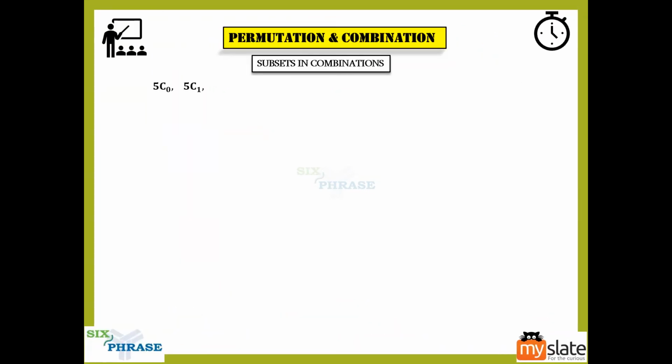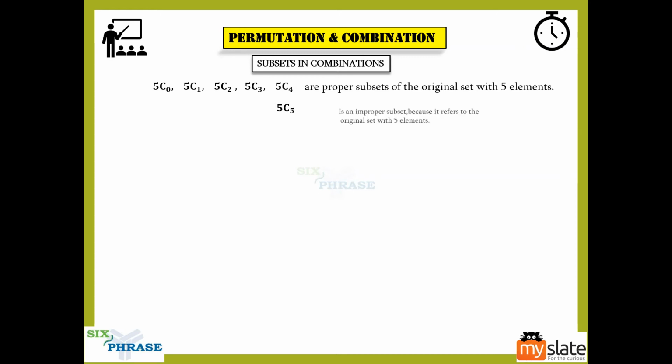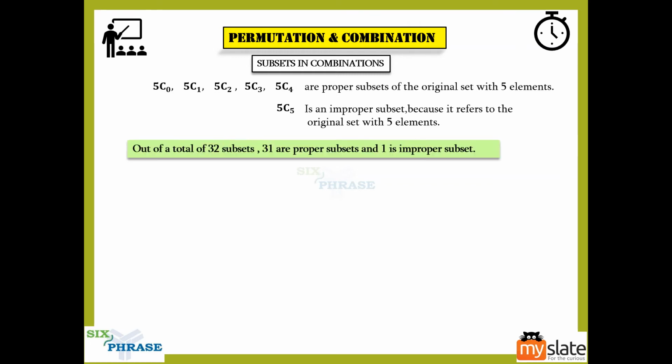So here 5C0, 5C1, 5C2, 5C3 and 5C4 are proper subsets of the original set with 5 elements, and 5C5 is an improper subset because it refers to the original set with 5 elements. Yes, so it is not like a subset. A subset usually is something that is less than the original set. Okay, now out of 32 subsets, 31 are proper subsets and 1 is an improper subset.